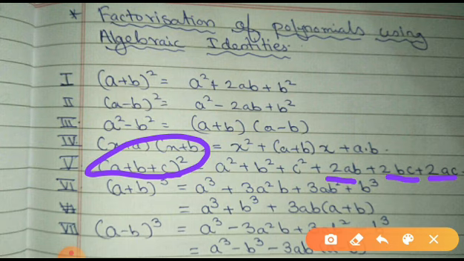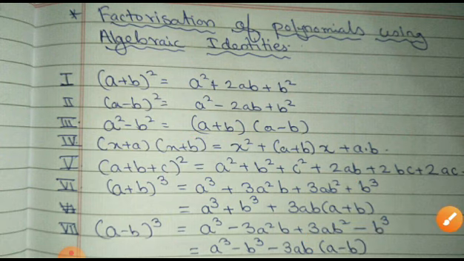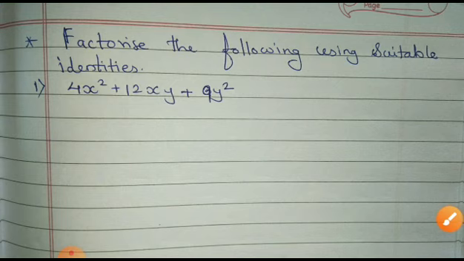Before that, I hope each and everyone has learned the identities by heart. Only then you can identify which identity you have to use. Still, if you have not, pause the video, learn the identities by heart, and then resume it. Okay, so let us start with our quiz problems. First is factorize the following using suitable identities.